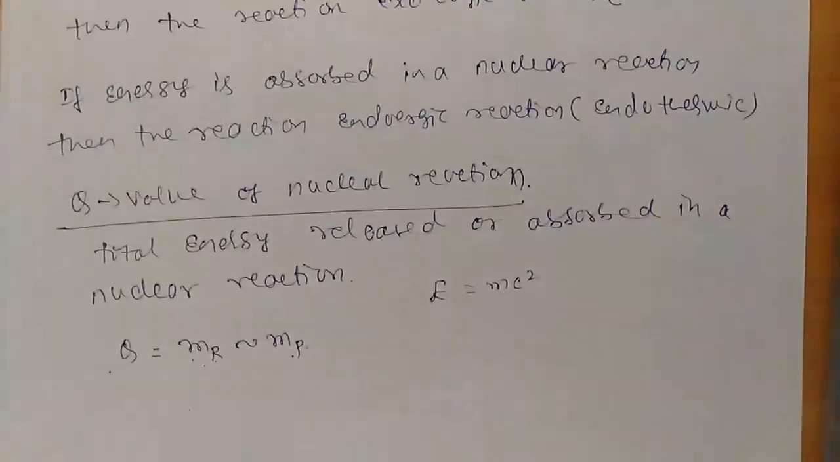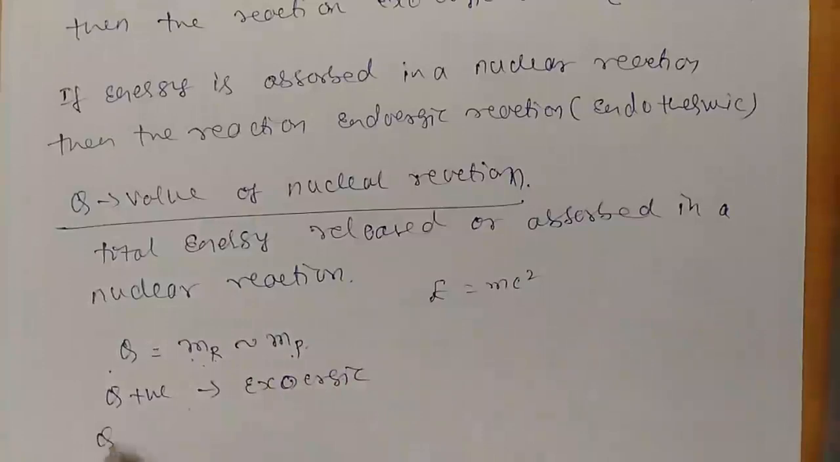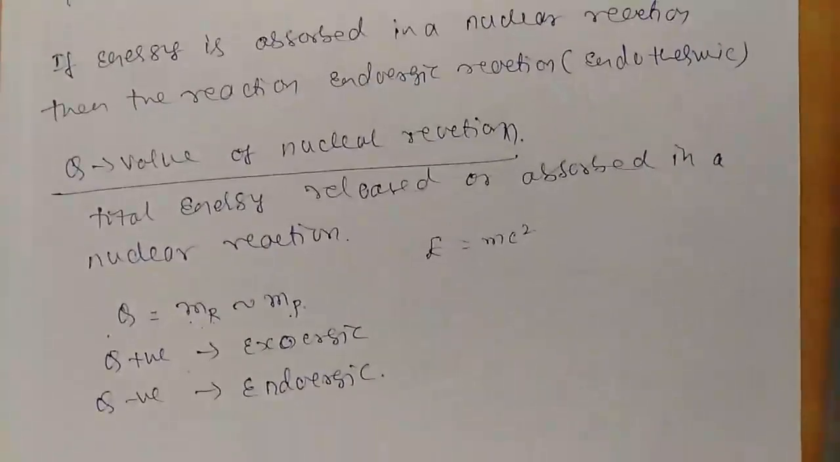Now depending upon the Q value, if Q value is positive, then definitely energy is being released, so this is exoergic. And if Q value is negative, then definitely the reaction will be endoergic. So if Q is positive, the reaction is said to be an exoergic reaction, that is energy is released, or it is also called exothermic. If Q value is negative, the reaction is said to be endoergic, or an endothermic nuclear reaction.